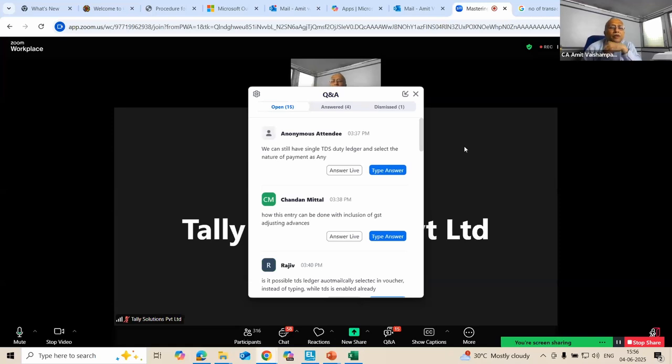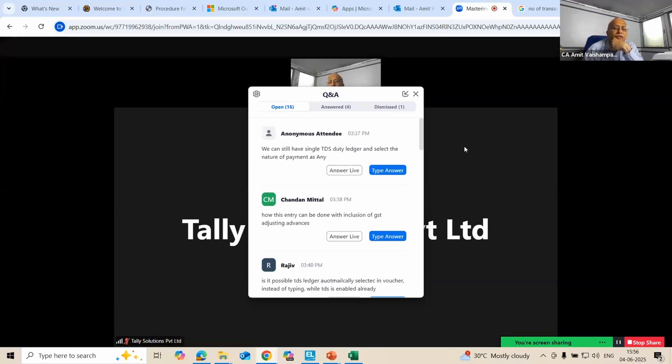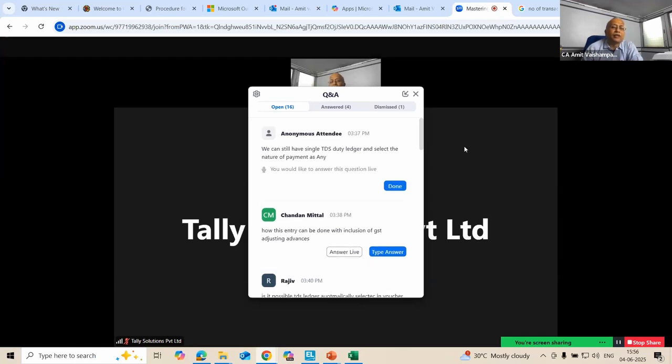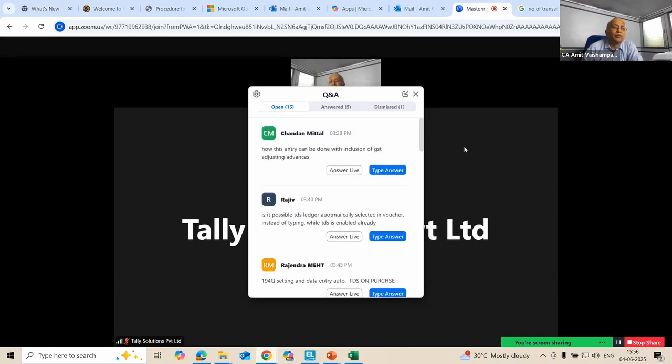Next is anonymous again. We can still have a single TDS duty ledger and select the nature of payments as any. Yes, you can do that. If you're doing that, then every time, at the time of passing a transaction, you'll have to select the type of transaction under which TDS type it has to go. Nature of payment you have to select. Tally doesn't force you. I'm just trying to make my life easier for demonstration.